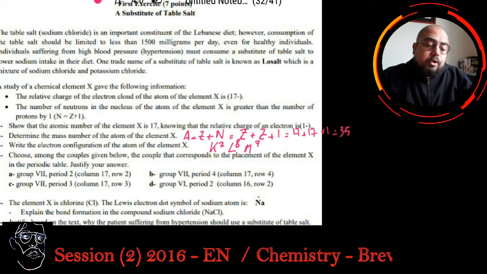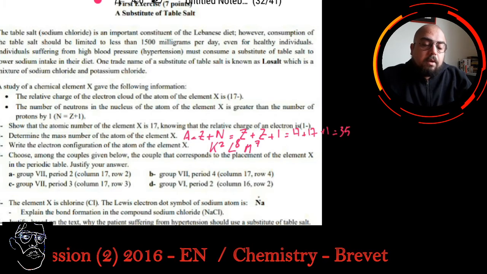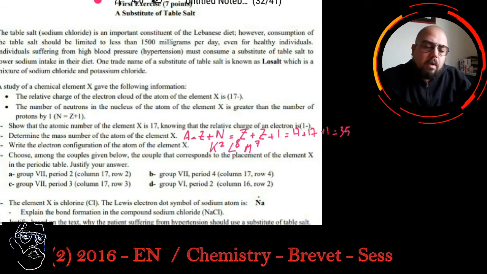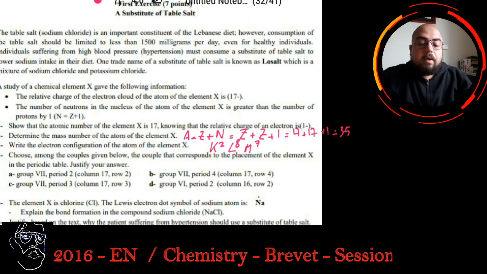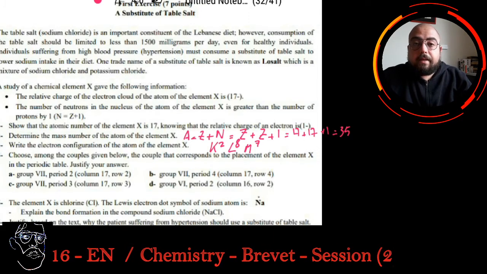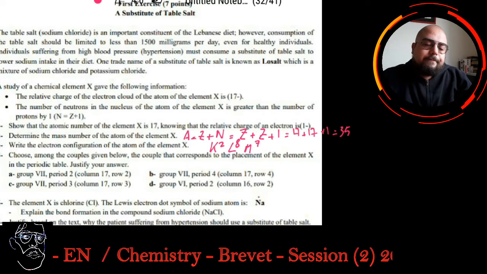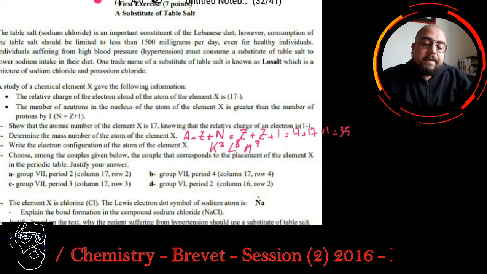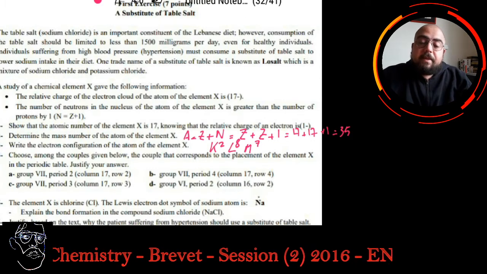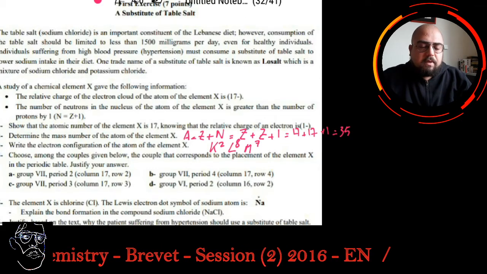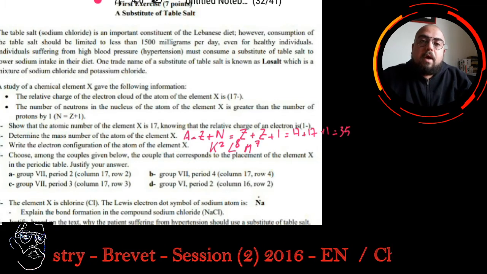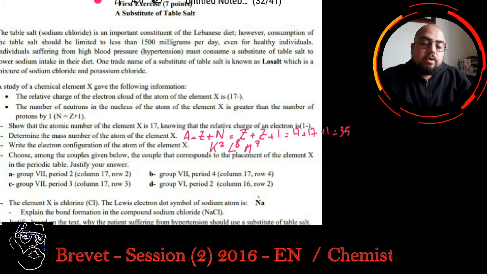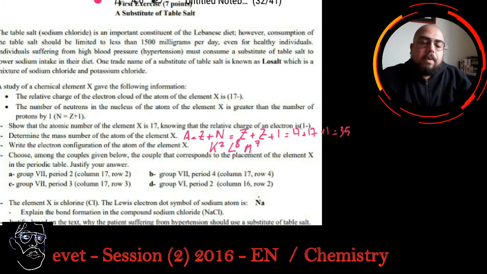Now, choose among the couples given below the couple that corresponds to the placement of the element X in the periodic table. Justify your answer. Now, if you check the electron configuration, it's K2, L8, M7. You have seven valence electrons, so it means that this element X belongs to column 17 or group 7. And the number of energy levels that are used are 3, K, L, and M. So it means that it belongs to row 3 or period 3.